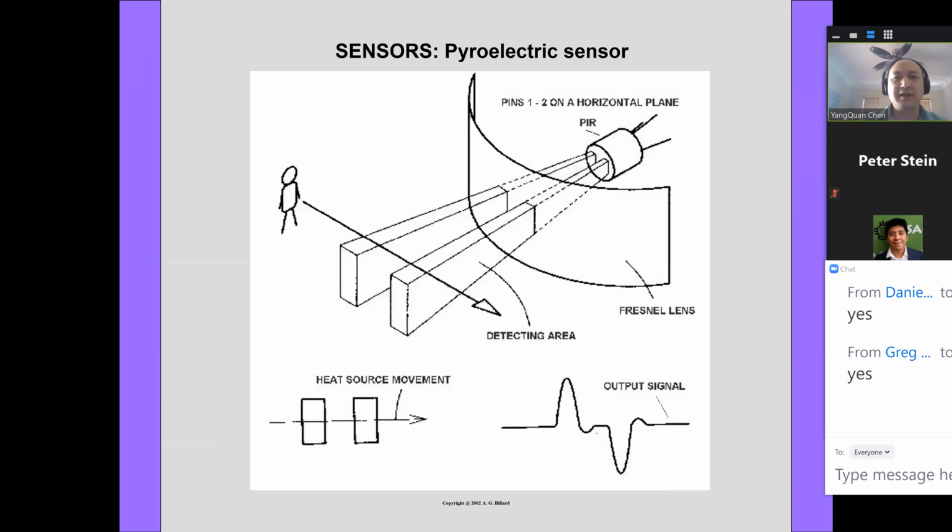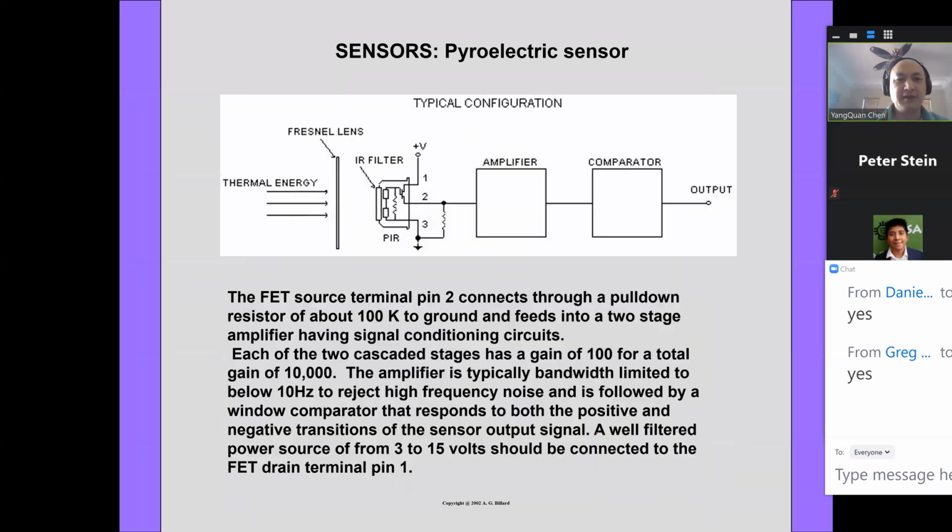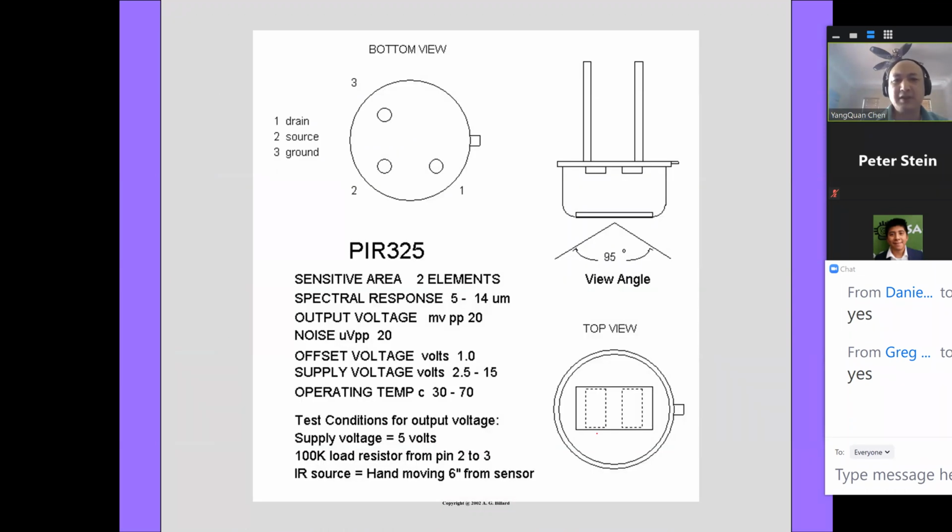And this is a pyroelectric sensor. And so there's a field of view, okay? So there's a heat source movement. You cross this one, it will generate a signal. So it could be used for motion detection for humans, okay? So pyroelectric sensors, PIR, you have a dedicated sensor you can buy. Some of them come with larger view angles.